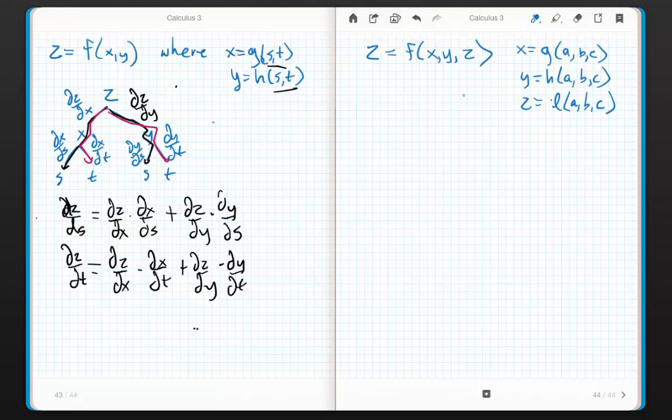How many partials are we going to take? I'm going to need a partial with respect to whatever my independent variables are. So however many independent variables I have, that's how many partials I'm going to need at the end of the day. Remember, these guys are intermediate, these guys are independent, and this guy is dependent. So I'm going to need one of these, I'm going to need one of these, and I'm not going to make you go through this with me. I'm just going to show you the tree because it's pretty cool, and I like it.